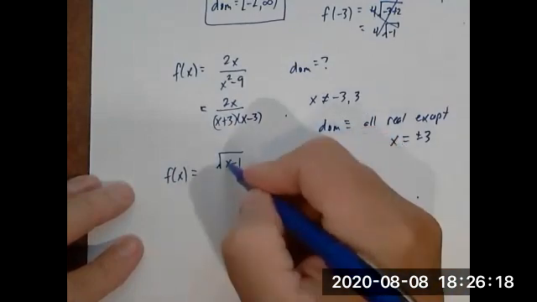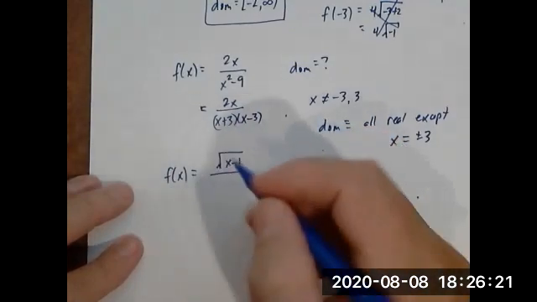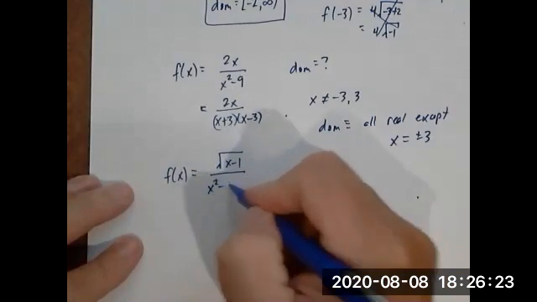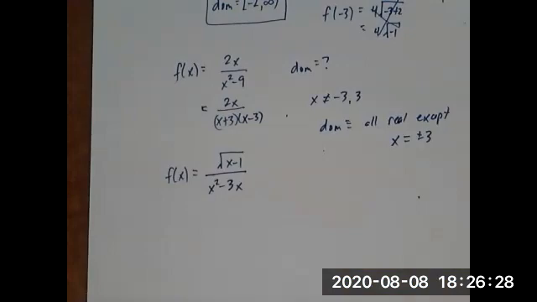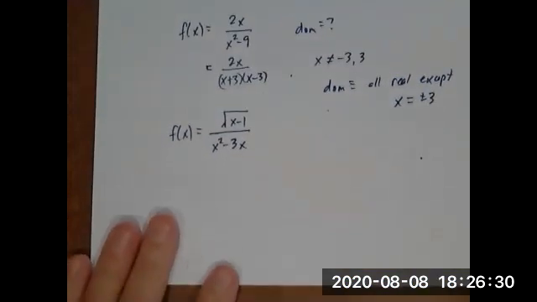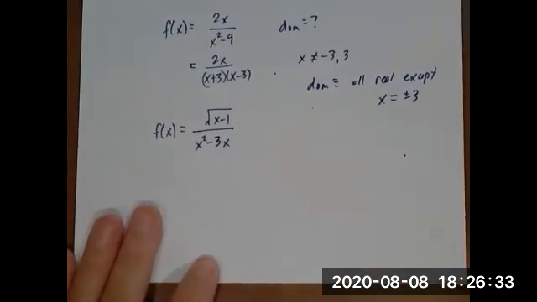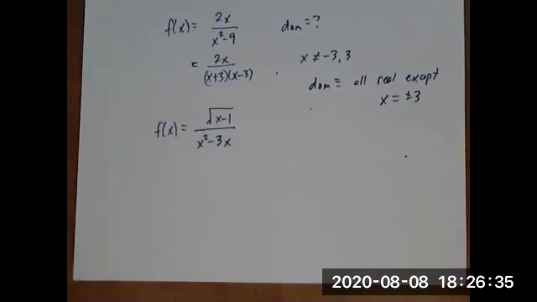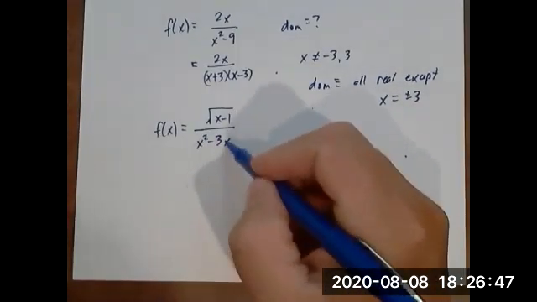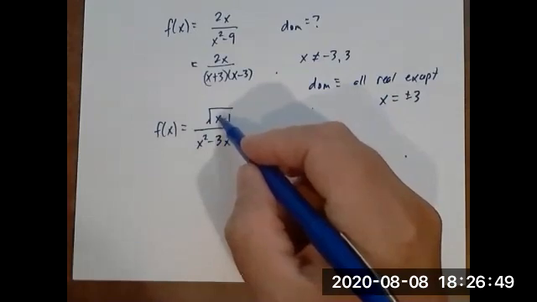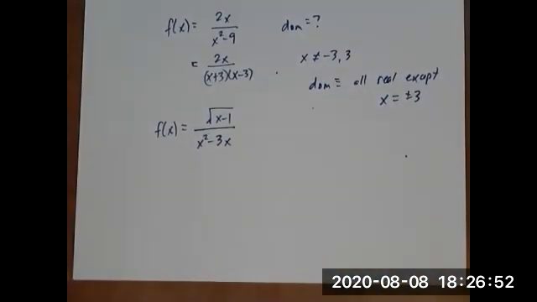f of x equals the square root of x minus 1 over x squared minus 3x. And we're asked to find the domain. All right, same steps as always. First step, assume the domain is all real numbers. Second step, I'm looking either for variables in the denominator or variables under the square root. Turns out I have both. Look, I've got variables in the denominator, but up here I've got a variable under the square root. So I have both situations.